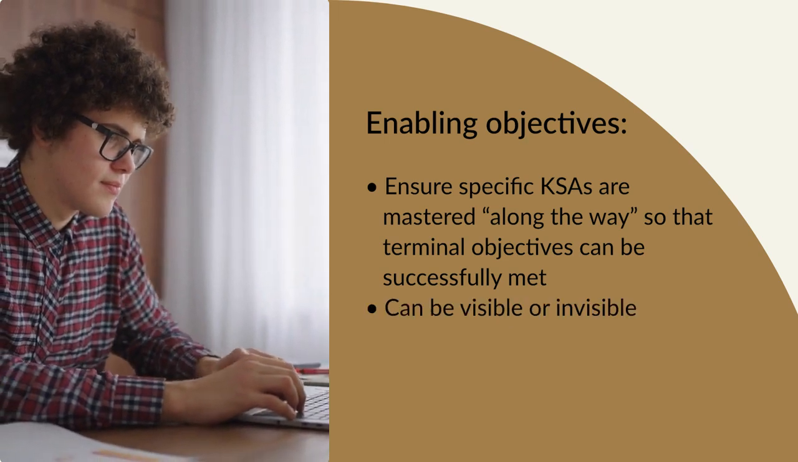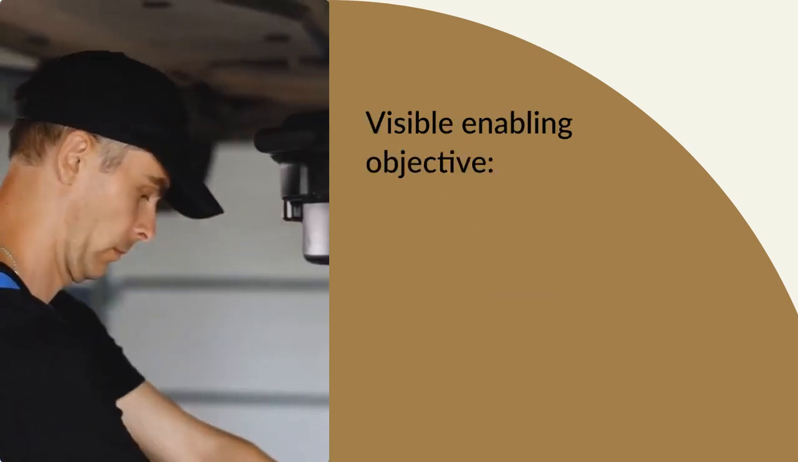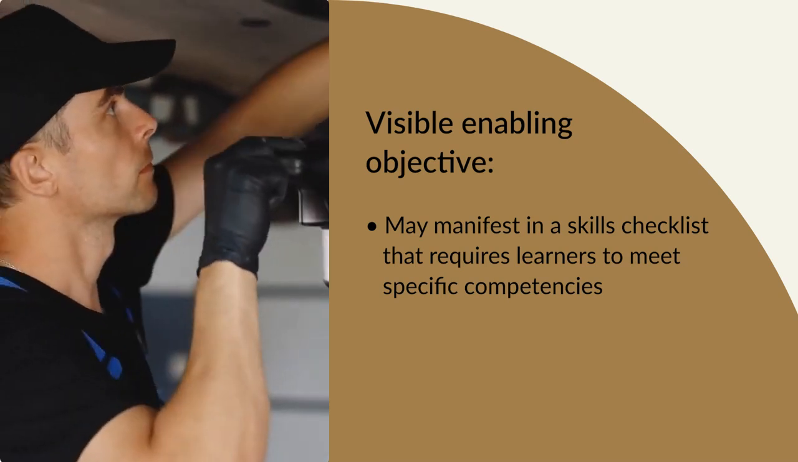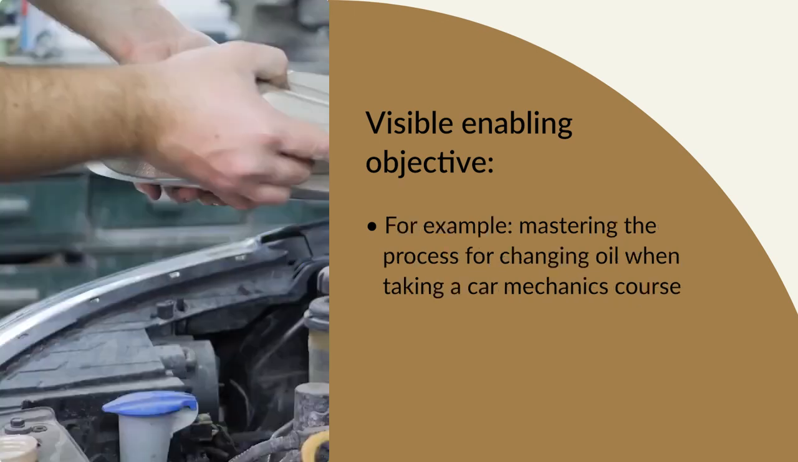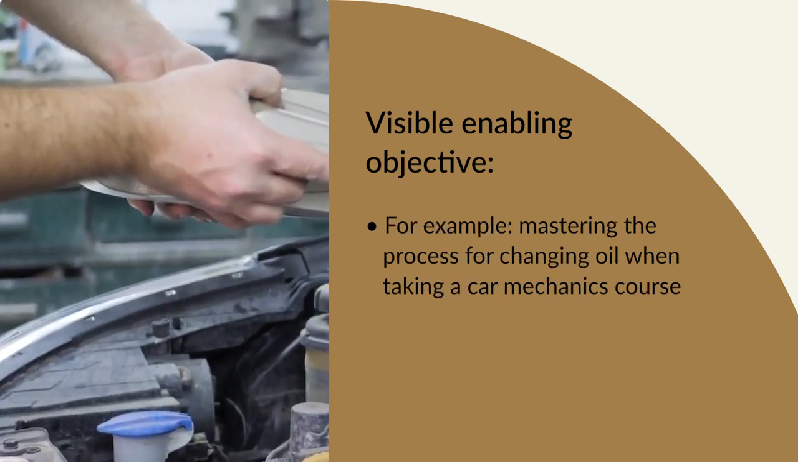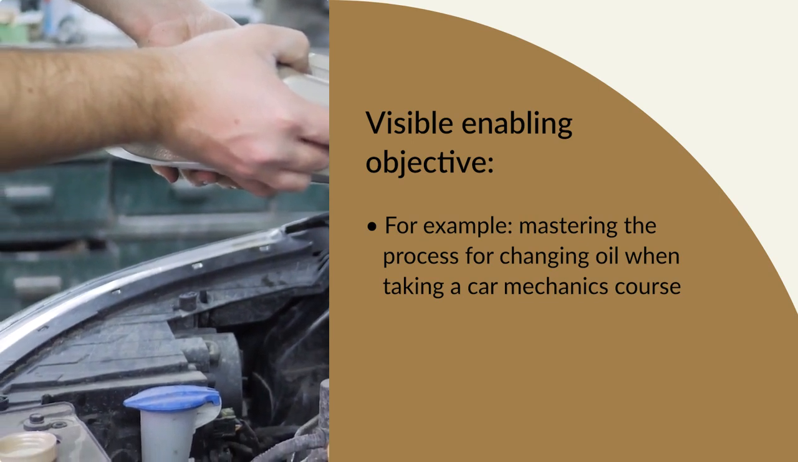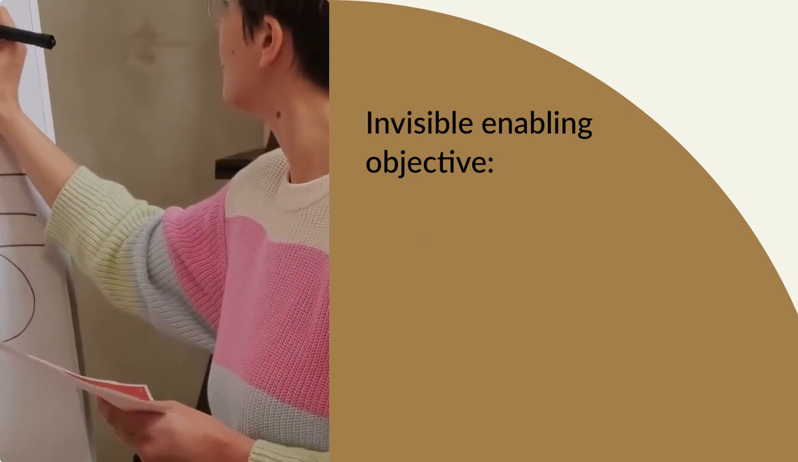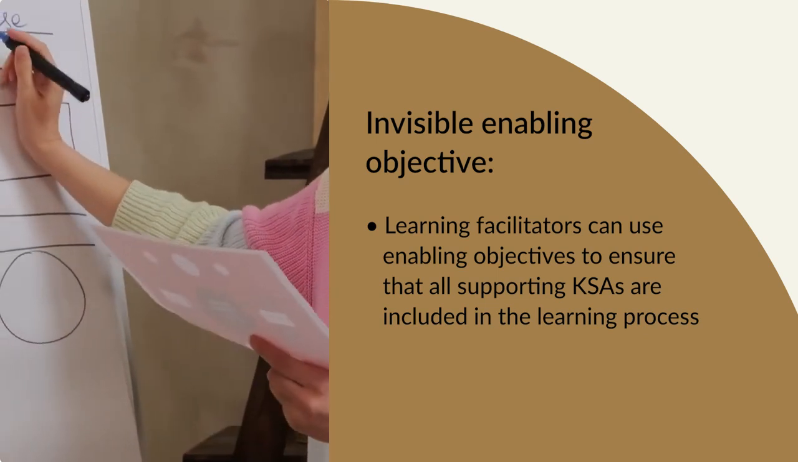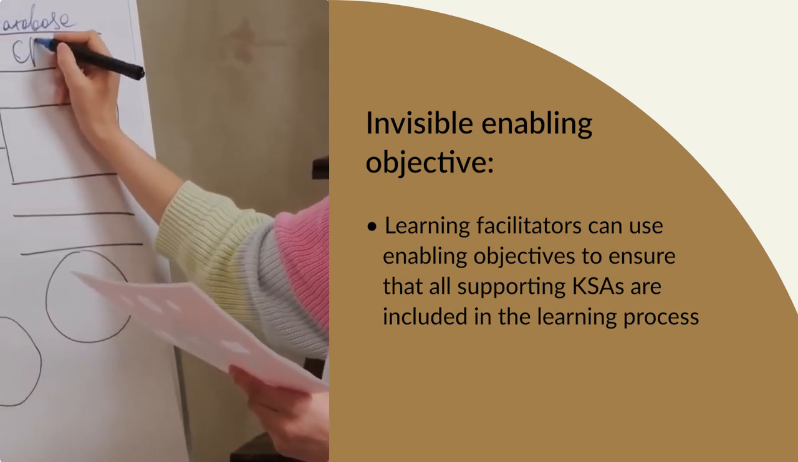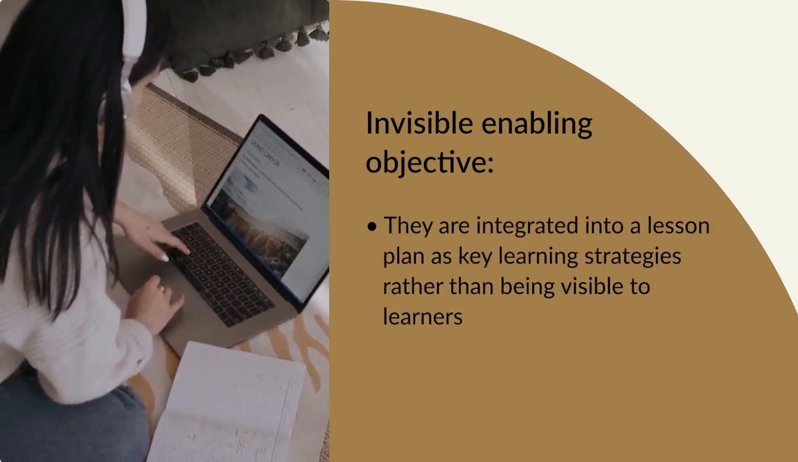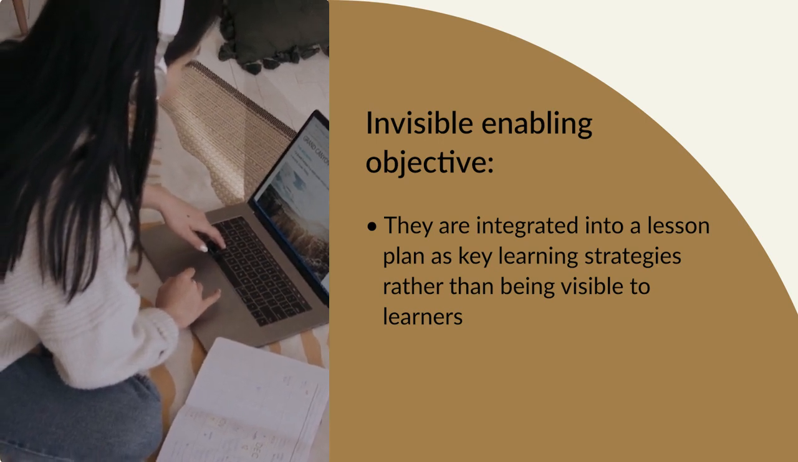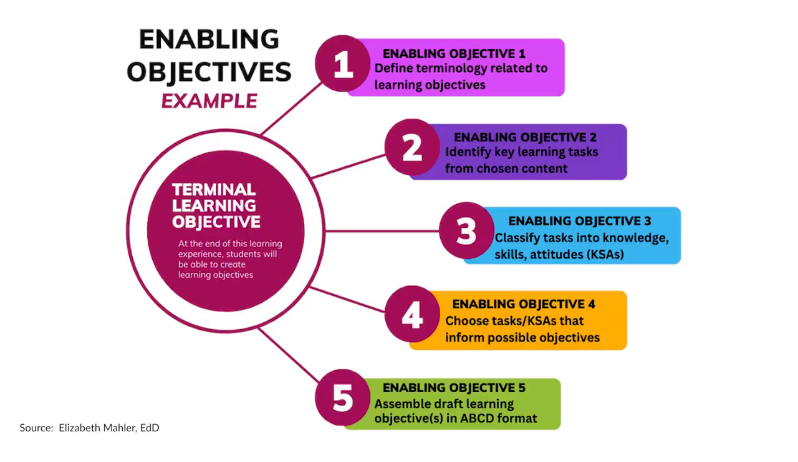They can be visible or invisible to learners. A visible enabling objective may manifest in a skills checklist that requires learners to meet specific competencies on their journey to the terminal objective. For example, mastering the process of changing the oil when taking a car mechanics course. When learning objectives are invisible, learning facilitators can use enabling objectives to ensure that all supporting KSAs are included in the learning process. However, they are integrated into a lesson plan as key learning strategies, rather than being visible to learners. A final example shown here is focused on creating learning objectives.